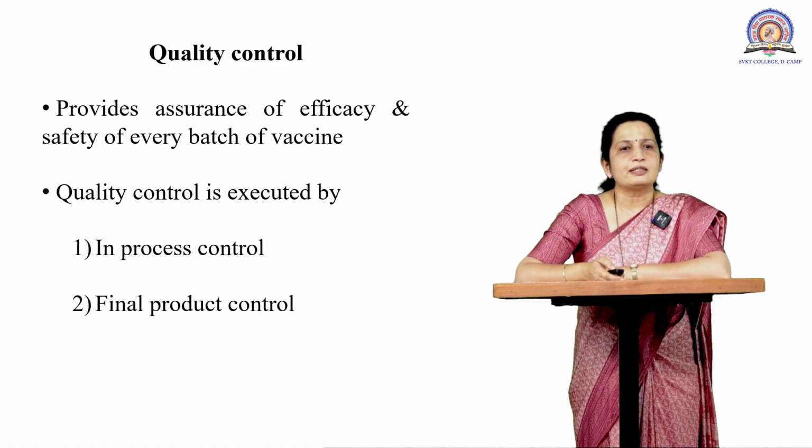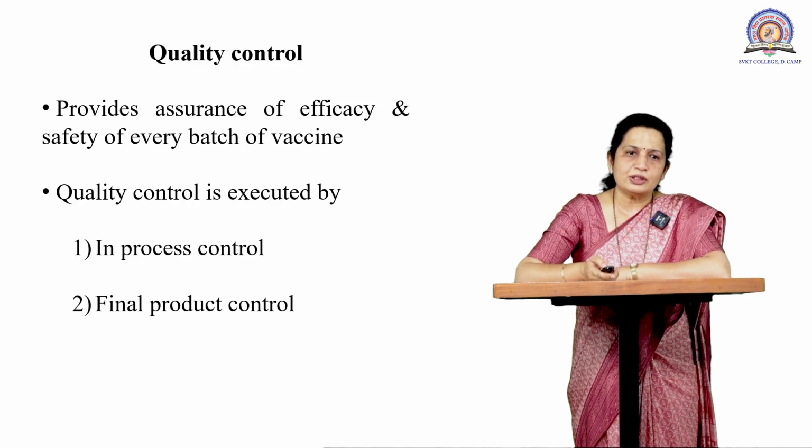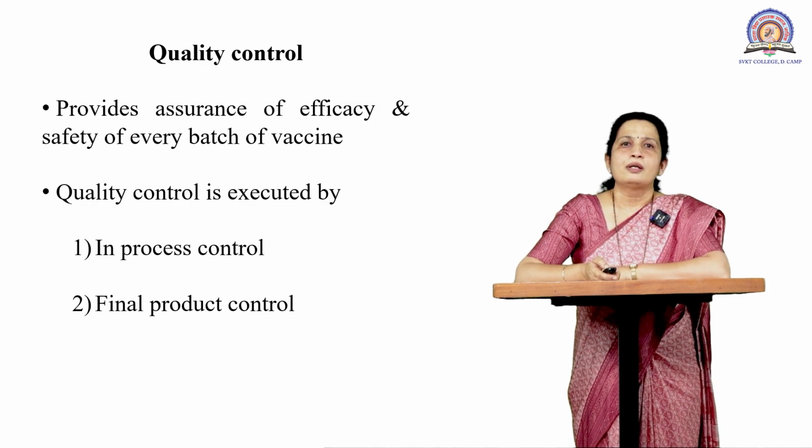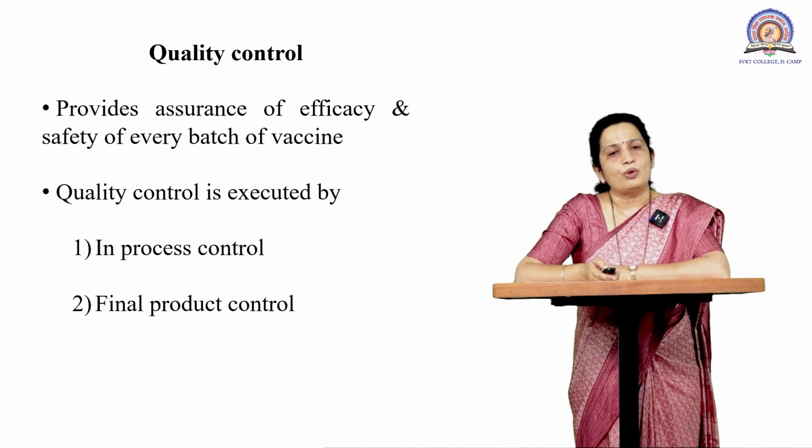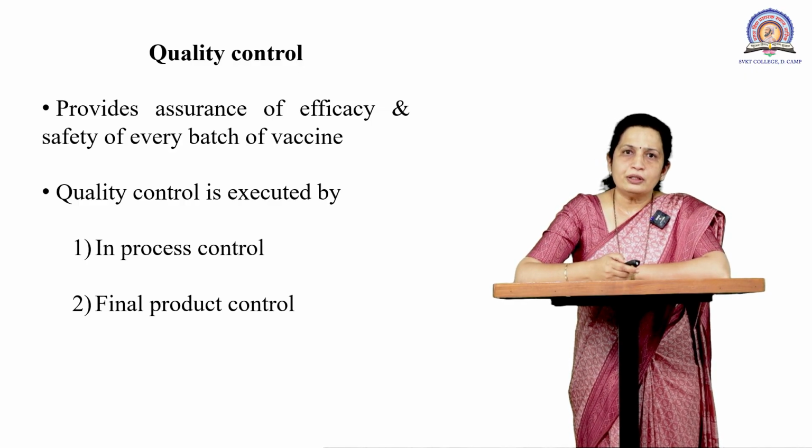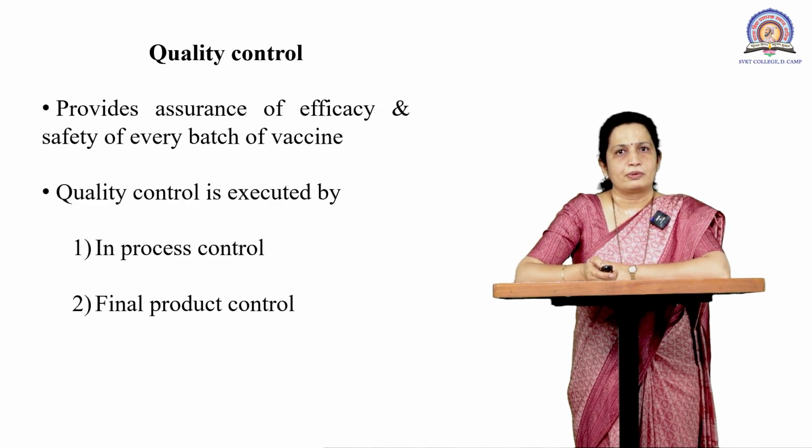So these efficacy and safety tests are known as quality control, and quality control is done in two ways. One is in process control, means as the process is going on, at every step we have to check its quality, and this is known as in process control. And next is final product control, means once the final product is formed, we have to check whether the final product is of good quality or not. Means it is not a one step quality control. During the whole process, we have to control the process, and a final product should also be checked for its quality.